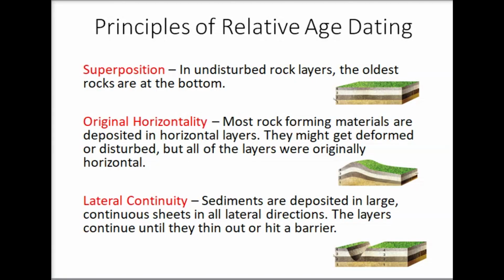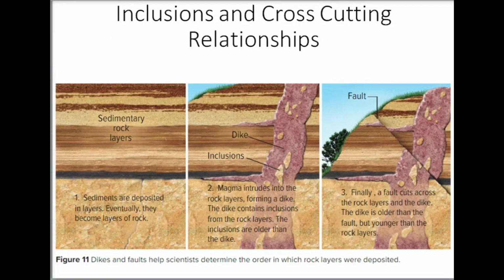If you want to know the definitions of superposition, original horizontality, and lateral continuity, pause the video now and just have a quick read. Hopefully it all makes sense. Another thing to consider when looking at relative age dating is inclusions and cross-cutting relationships. So let's have a look at what all of these mean.